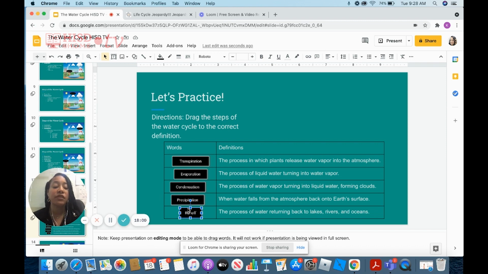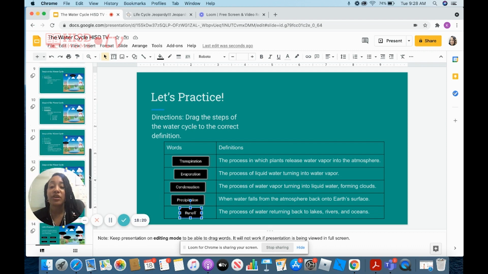Evaporation is the process of liquid water turning into water vapor. Condensation is the process of water vapor turning into liquid water, forming clouds. And precipitation is when water falls from the atmosphere back onto the Earth's surface. And last but not least, runoff is the process of water returning back to lakes, rivers, and oceans.